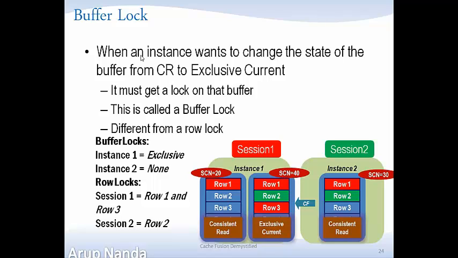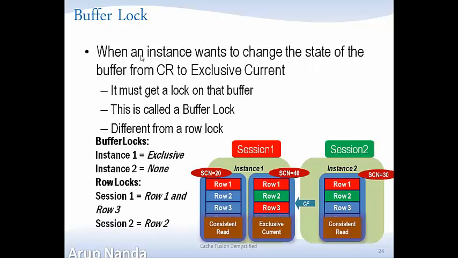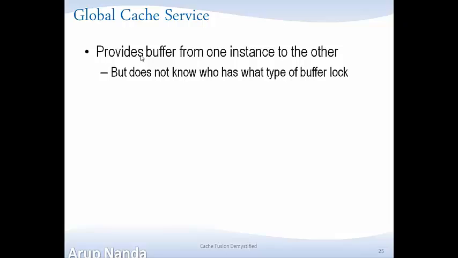So this is very different from a row lock. A buffer lock is simply put by an instance to see which block can be an exclusive current block. So if instance number 2 wants to get an exclusive current on this block, first it has to go and get the exclusive current lock, and only then it can become the exclusive current copy. If it doesn't get the lock, it cannot make it exclusive current. That's the whole idea behind a buffer lock.